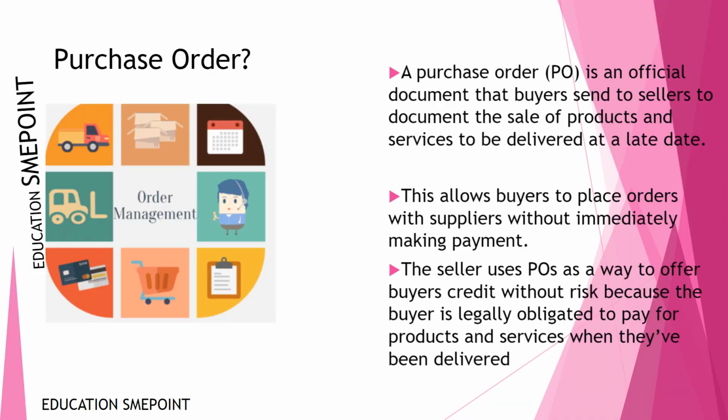What is a purchase order? A purchase order is an official document that buyers send to sellers to document the sale of products and services to be delivered at a later date. This allows buyers to place orders with suppliers without immediately making payment. The seller uses the purchase order as a way to offer buyers credit without risk because the buyer is legally obligated to pay for products and services when they've been delivered.